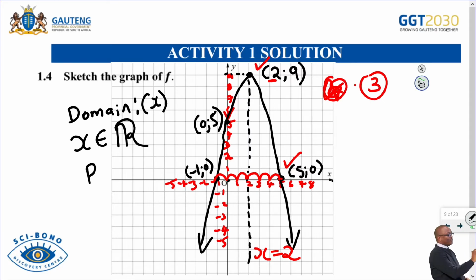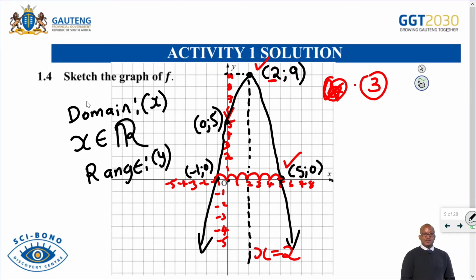Now when we're talking about range, we're talking about y values, where the graph is defined. From the y-axis, the graph is only defined from positive 9. If you write 10 there, the graph is not defined at 10. So what does it mean? It means that our graph starts to be defined where y is equal to 9, going downwards.